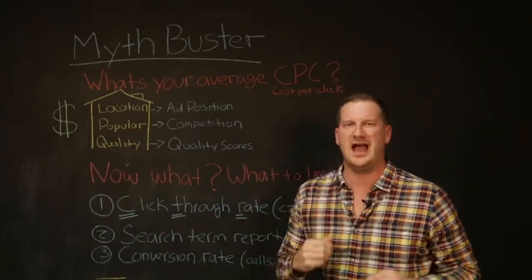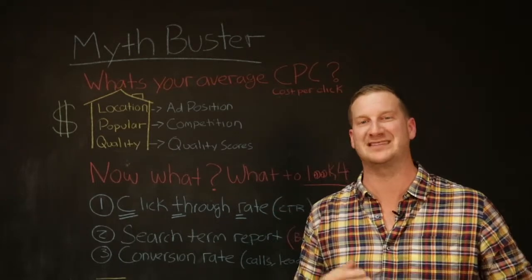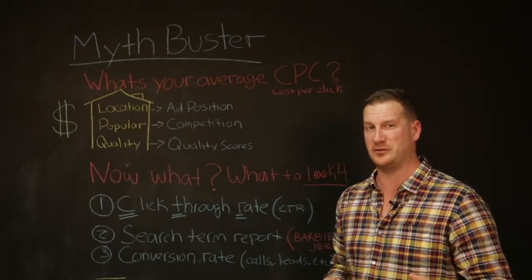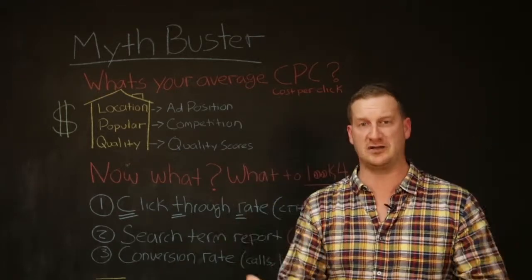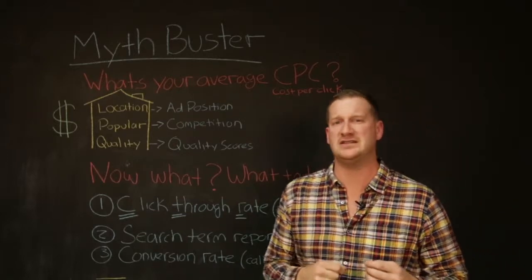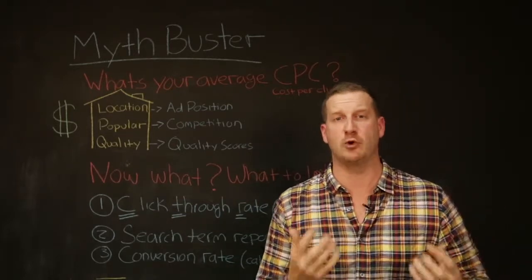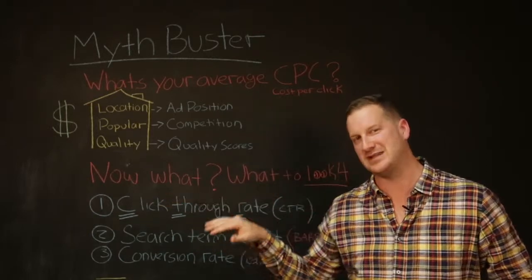One, location. Everyone knows that the price of a home is determined by the location in which the home exists, right? The hotter the location, the higher the price of the home, and so forth. So the same with the ad position. If you want to be in the top 3 spots in a Google AdWords campaign, you're going to pay more money than if you were in spots 8 through 10.